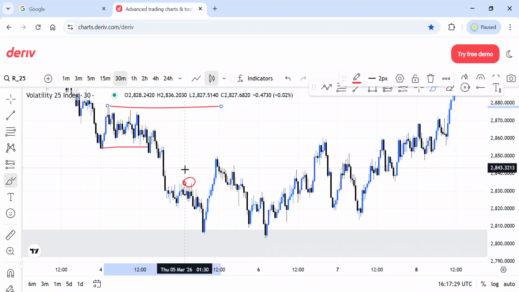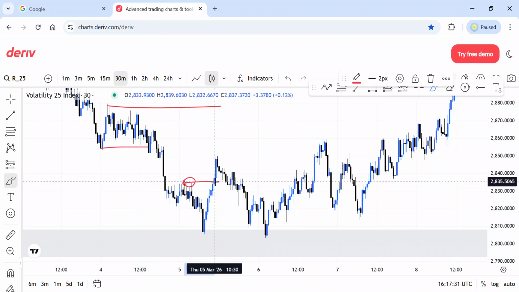So this is a major inducement, so I'm not going to be taking this as a choke. The market just took out this major inducement. Then the most important thing is that the market did what?